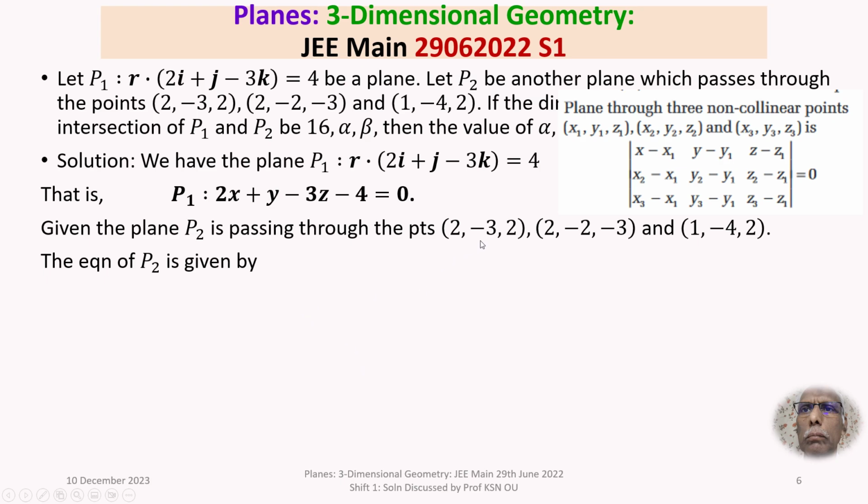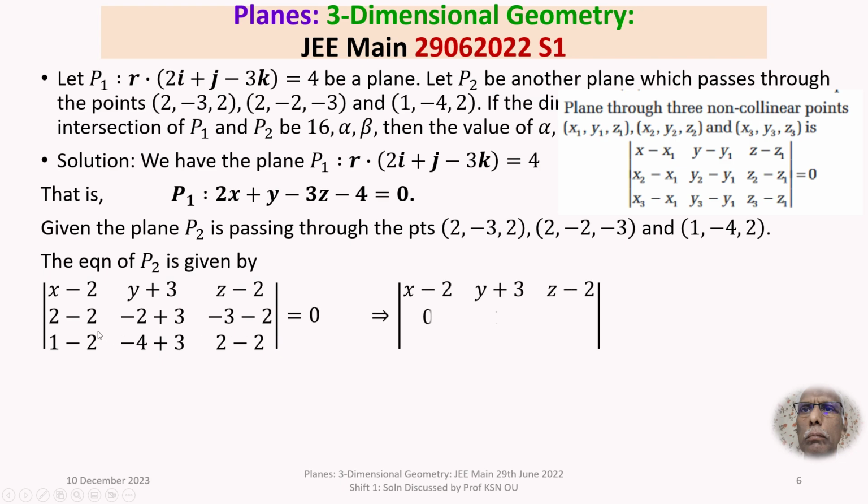In our case, the first point is x1, y1, z1, the second point is x2, y2, z2, the third point is x3, y3, z3, and then it will be the determinant of this one. Now, after simplifying, this is the determinant. First row x minus 2, y plus 3, z minus 2. Second row 0, 1, minus 5. Third row minus 1, minus 1, 0. The determinant is equal to 0.